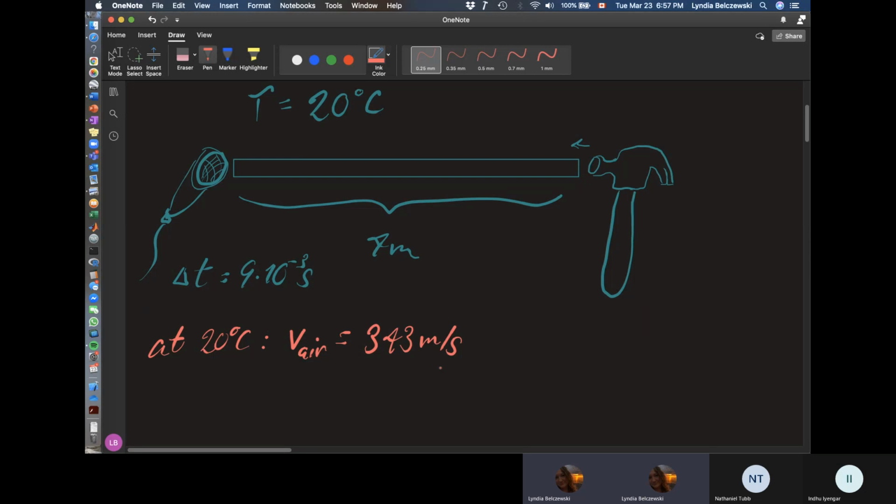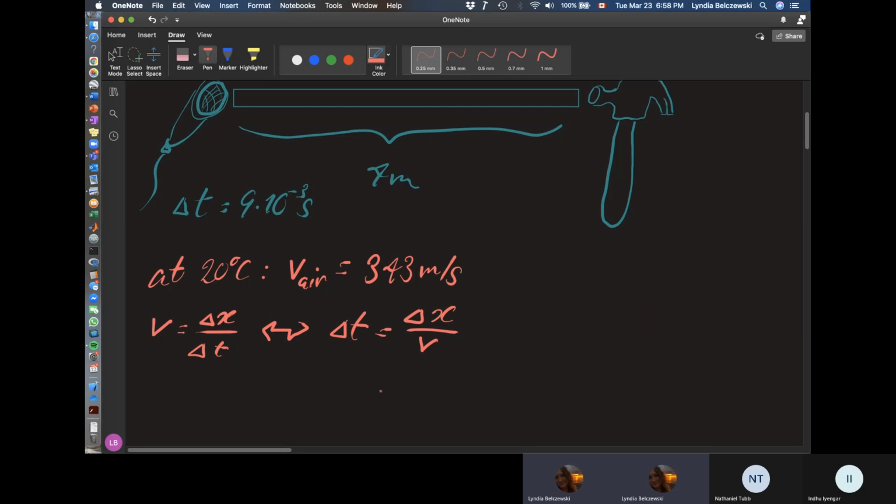So if the speed in the air is traveling at 343 meters per second, we know that it has to travel at least 4 meters to get from the hammer to the microphone. We can figure out how long that took. So v is equal to delta x over delta t, or we can say that delta t is equal to delta x over v. Delta x just being the distance that it has to travel, which in the question says is 4 meters.